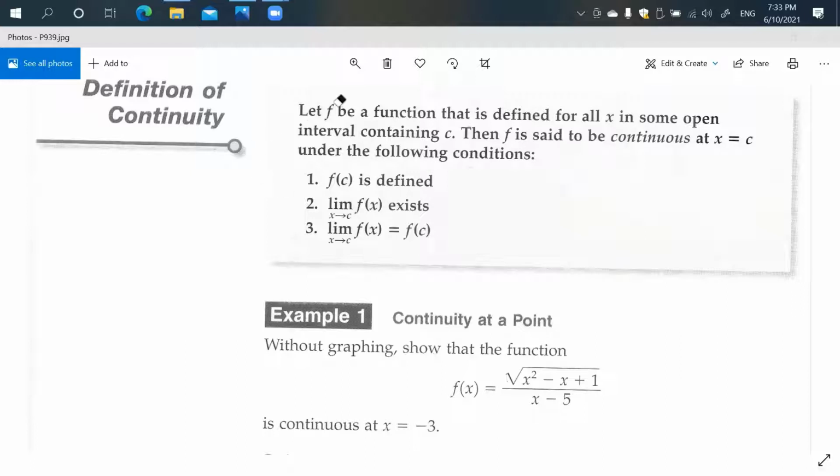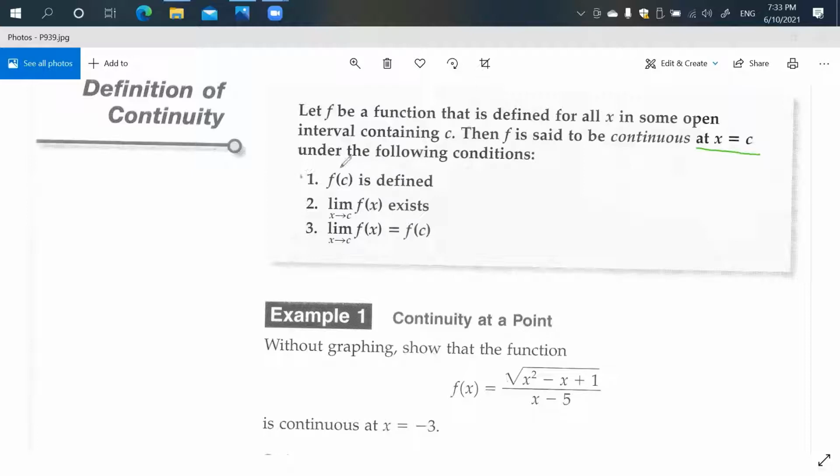They have 3 steps, right? Let f be a function that is defined for all x in some open interval containing c. Then f is said to be continuous at x equal to c under the following conditions. They have 3 conditions, or you can say it's the 3 steps you have to write down.